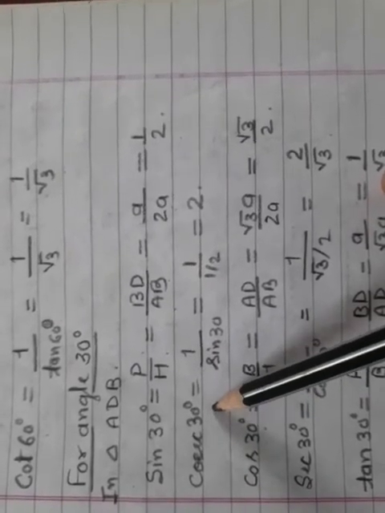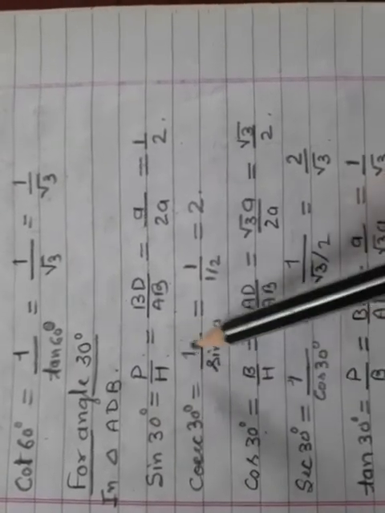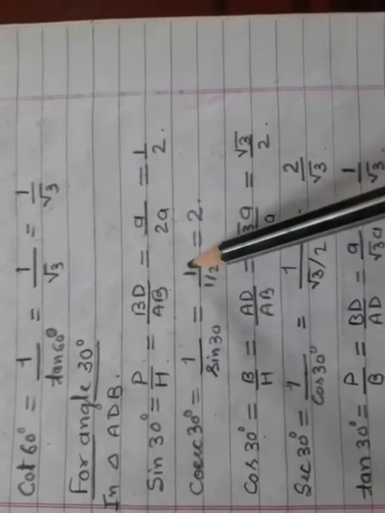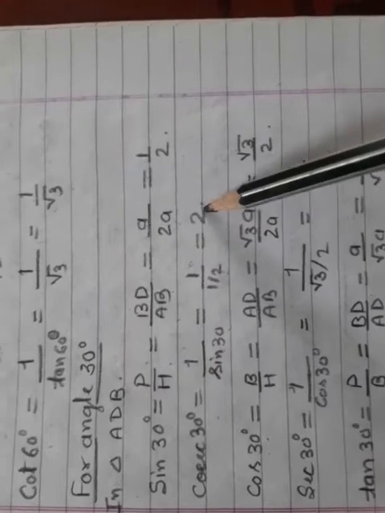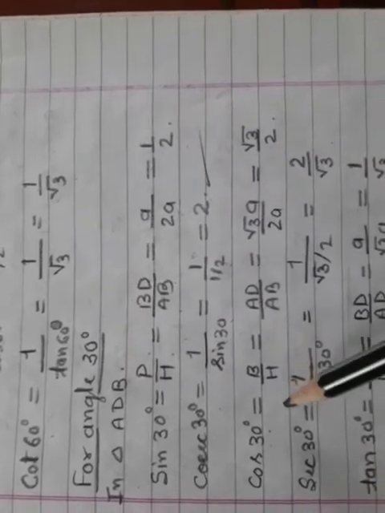Cosec 30 degree is just the opposite of sin. So 1 upon sin 30, 1 upon 1 by 2. This one is a reciprocal, 2 by 1. So the value is 2.